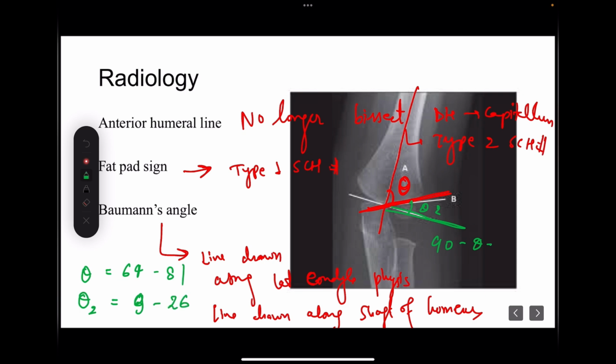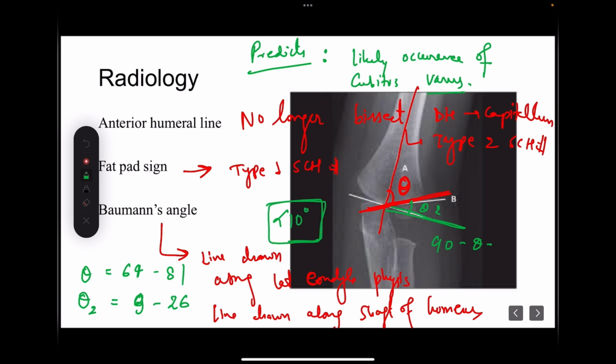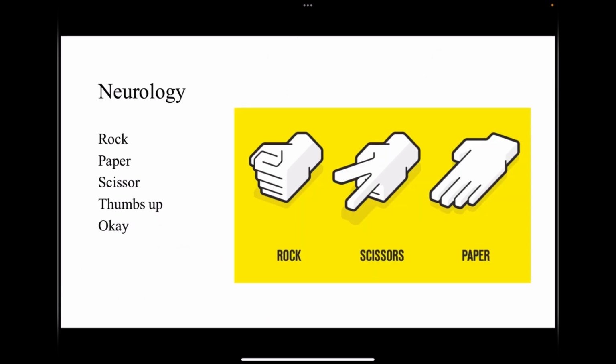And what is the purpose of calculating Bowman angle? It predicts the likely development of cubitus varus deformity. So whenever the Bowman's angle is less than 10 degrees, the chances of developing cubitus varus are very high. So during reduction, we should aim at achieving a Bowman's angle of more than 10 degrees.